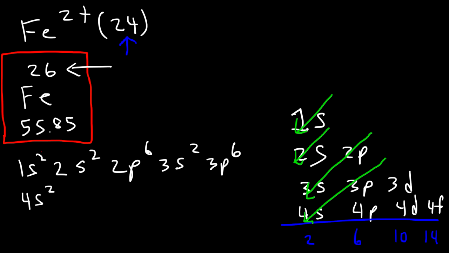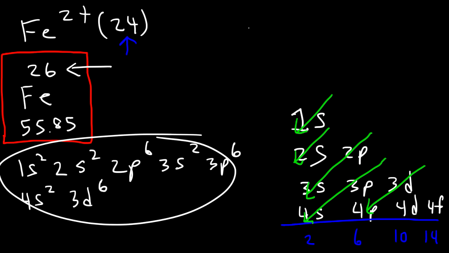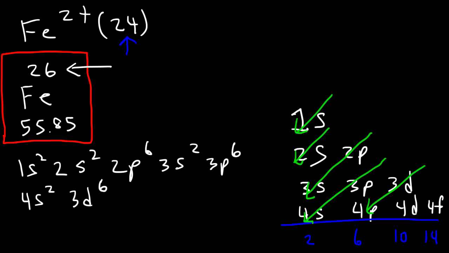So right now, we have a total of 2 plus 2 plus 6 is 10. 2 plus 6 plus 2 is another 10. So we need 6 more electrons to get to 26. So after 4s comes the 3d sublevel. Now, d can hold up to 10, but we only need 6 more. So this is the electron configuration of Fe, but not Fe plus 2, because we have a total of 26 electrons.